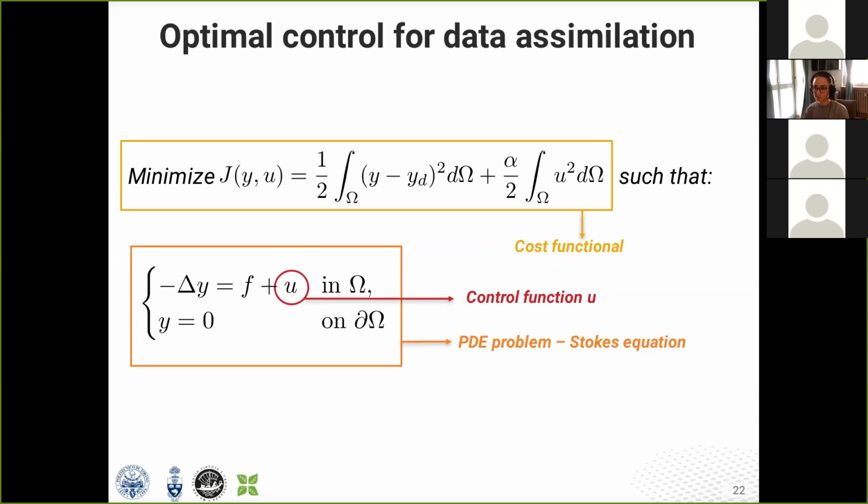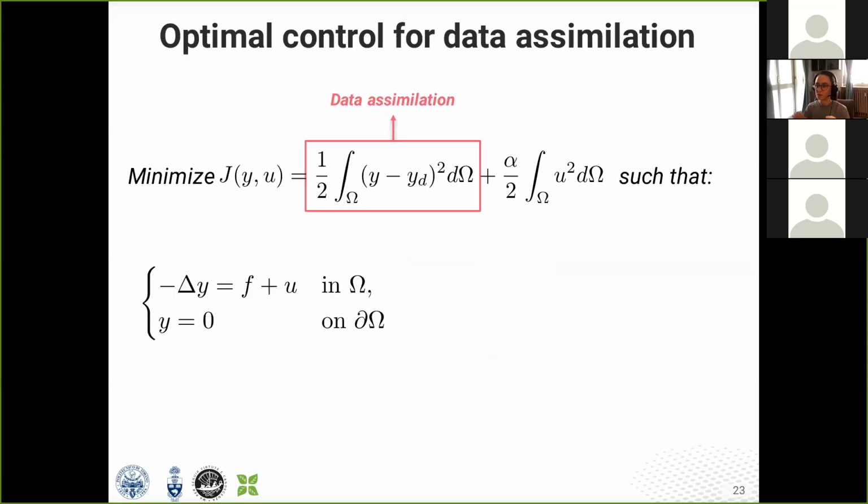Optimal control is really popular in data assimilation. How? If you define the cost functional such that you're minimizing the difference between your state variable y and the set of measurement data yd that you got from nature, from real life, you're looking for the solution of your system, of your state equation, that comes as close as possible to those data.